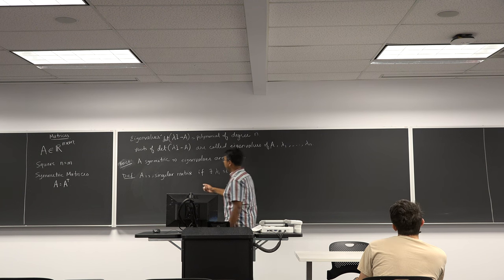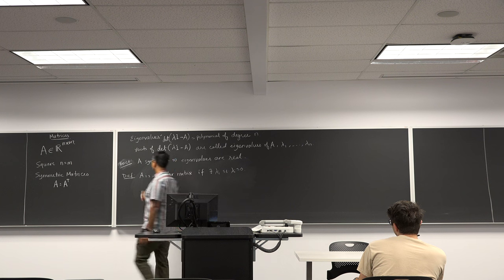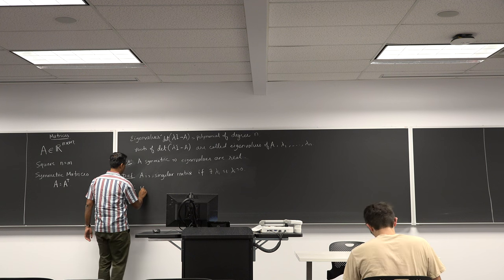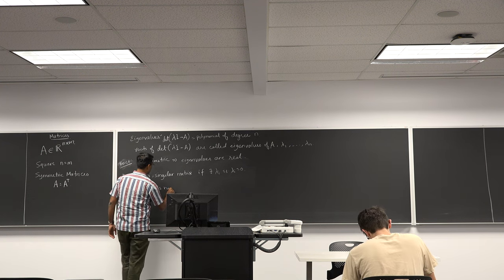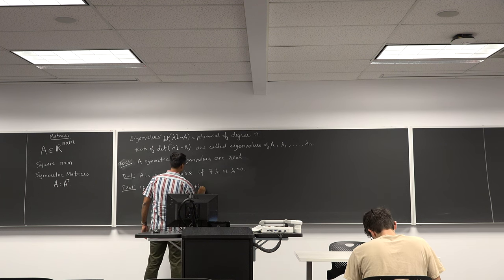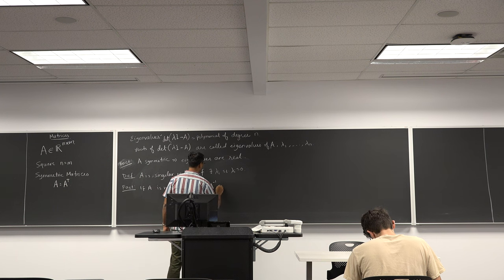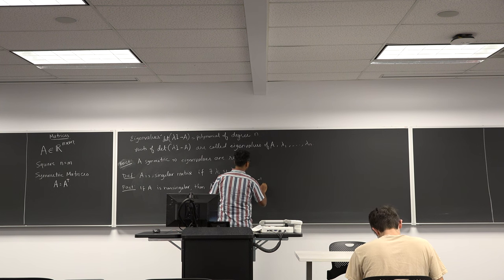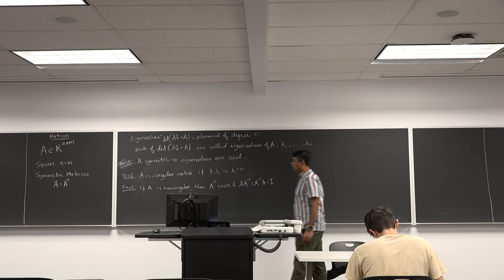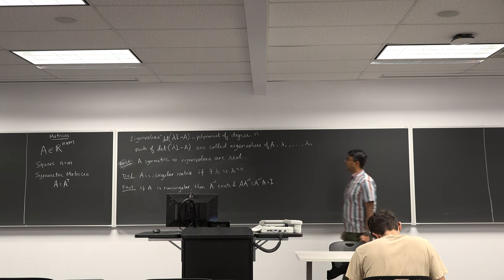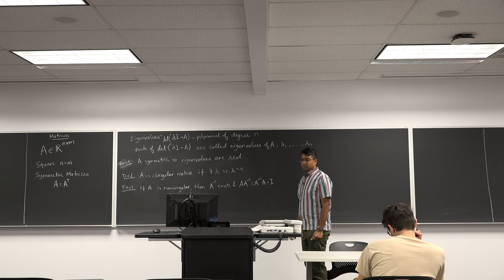So non-singular matrices are invertible, which means that you can find A inverse. If A is non-singular, then A is invertible, and A inverse A equals A A inverse equals the identity matrix. Questions?